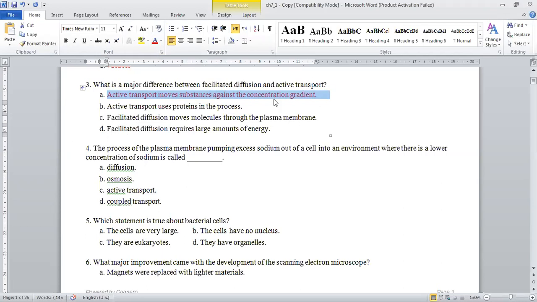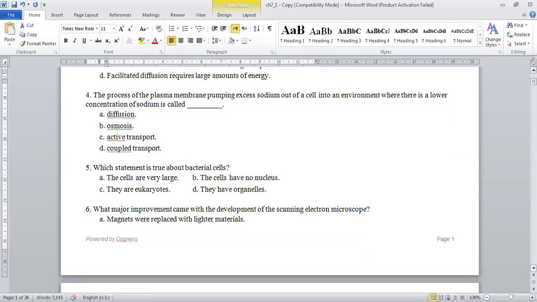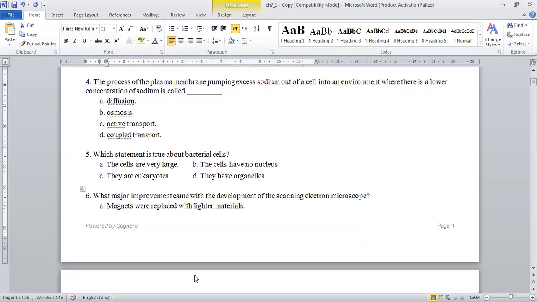Okay, question number 4. Koshi, question number 4. The process of the plasma membrane pumping excess sodium out of the cell into an environment where there is lower concentration of sodium.